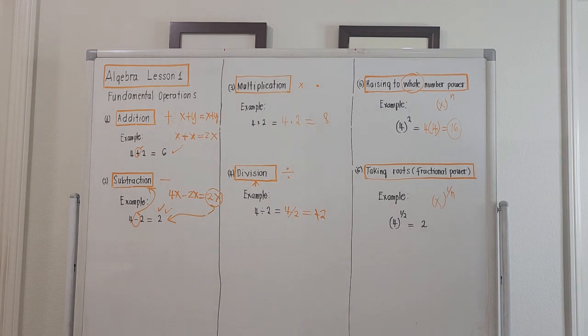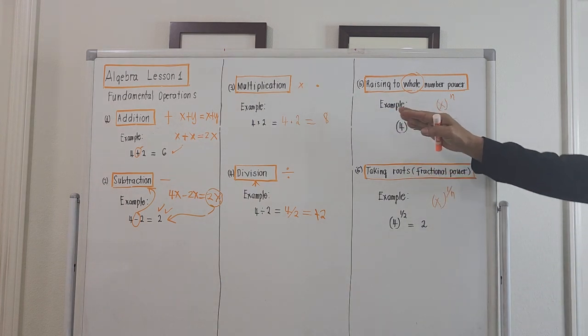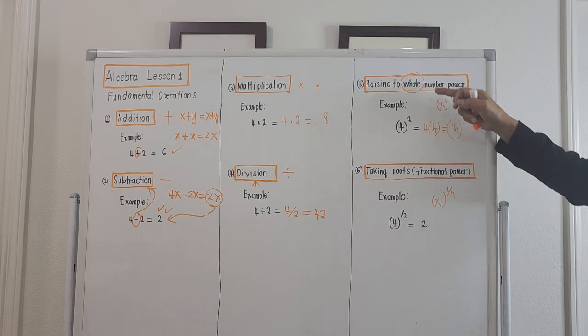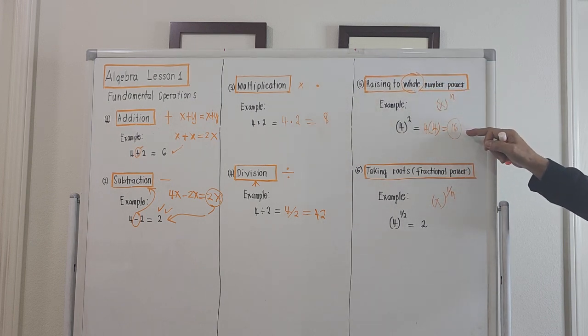Okay? So for number 5, we are raising any number to a whole number power. So 4 square will be the product of 4 times 4, and that will be equal to 16.